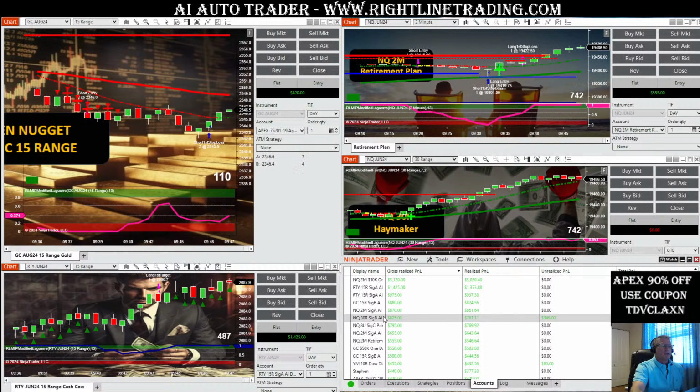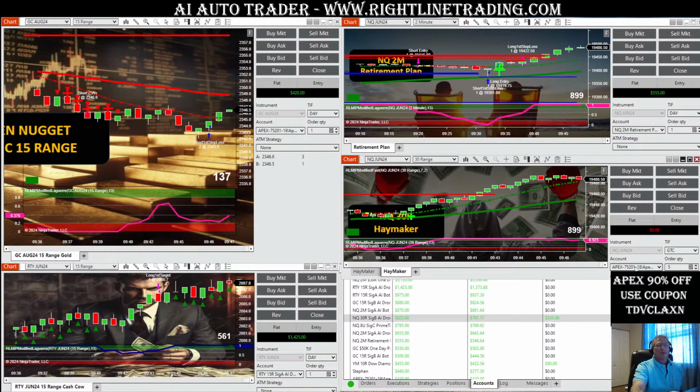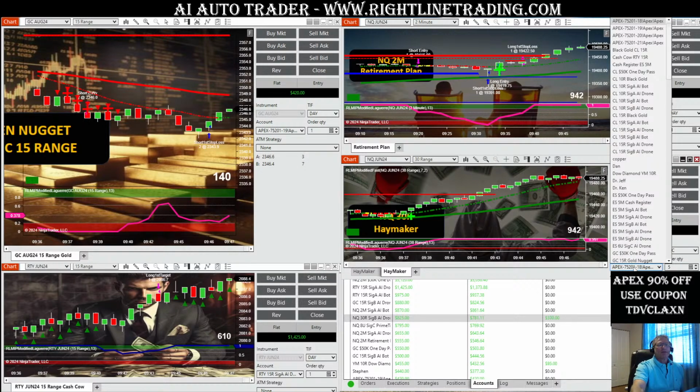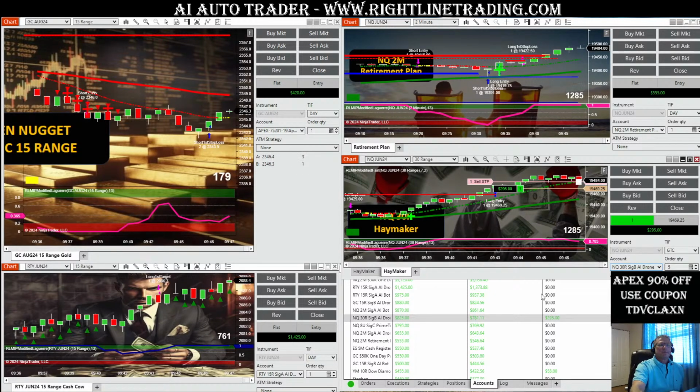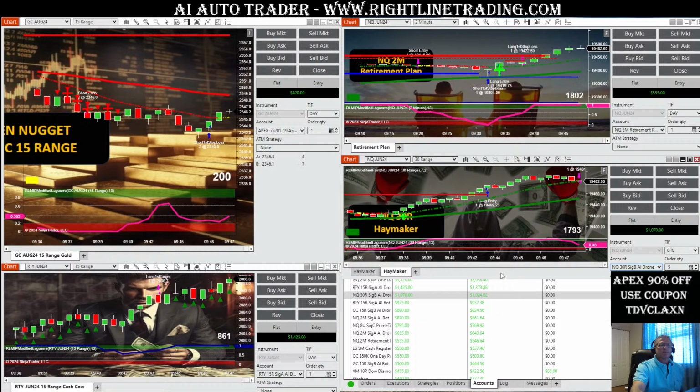Oh, it's in a trade on the drone. That could be, I saw that happen to somebody else yesterday. Another drone was in a trade and it didn't fire off. So the signal B is doing extremely well on the 30 range.